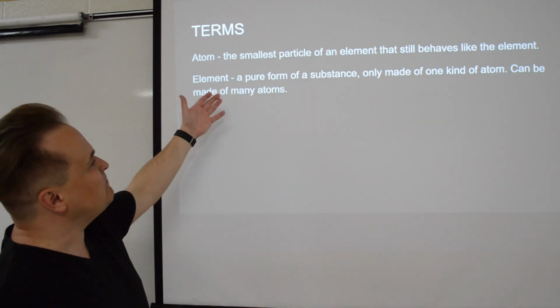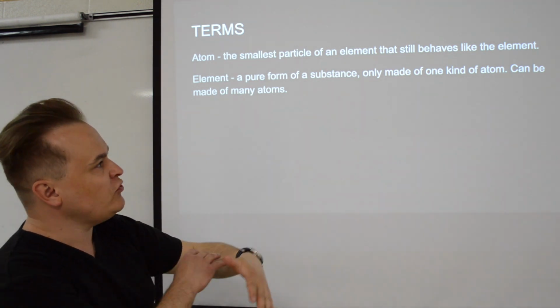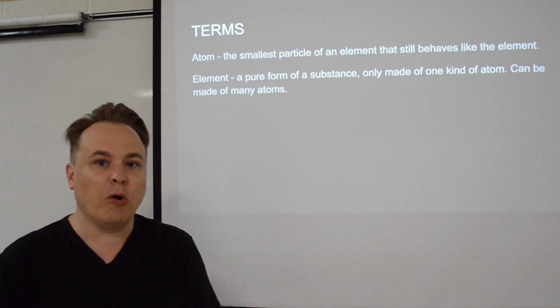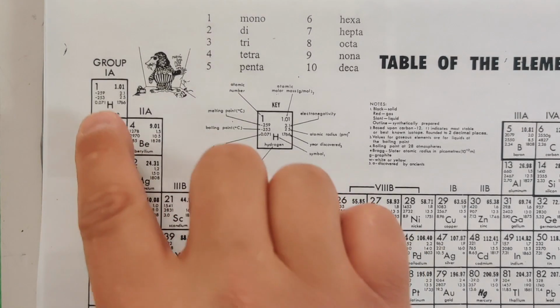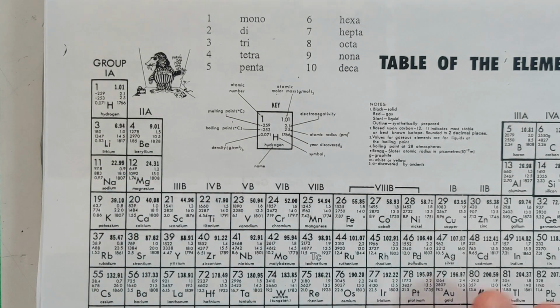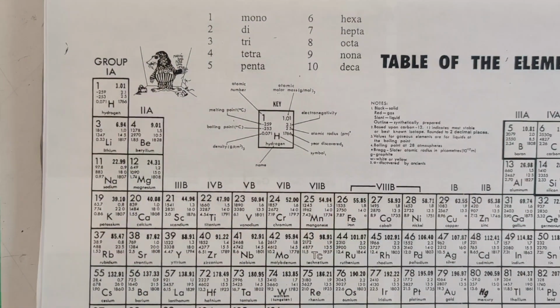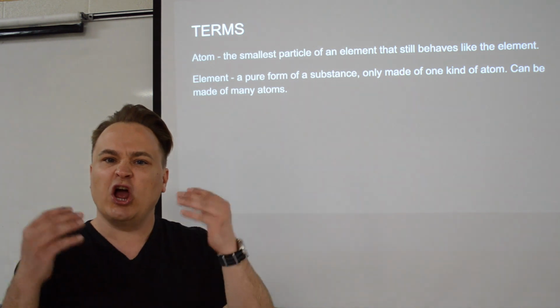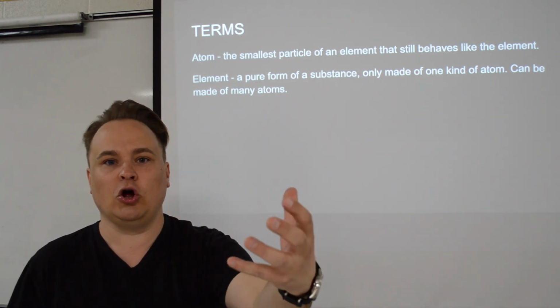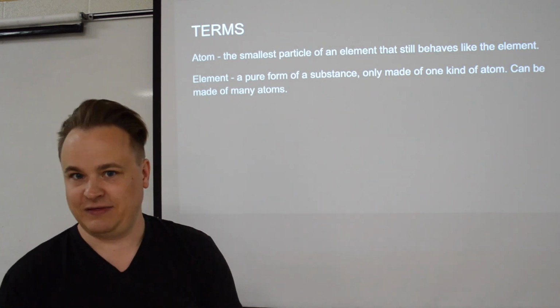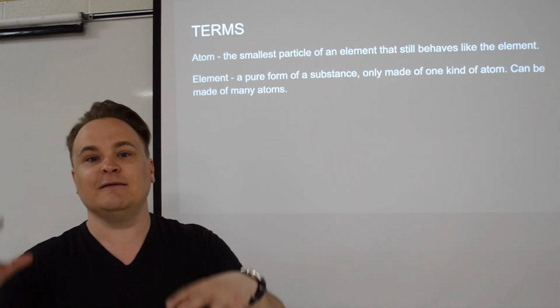An element is a pure form of a substance, only made out of one kind of atom. Now, most things in the world, if you look at your periodic table here, most of these, like hydrogen, lithium, beryllium, copper, things like that, they don't normally exist in nature in pure forms. Copper can be mixed with nickel and zinc, for example, or things like that. So you have to purify them using their density.